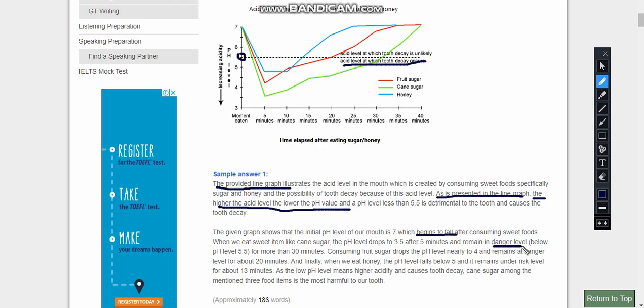And it also explains what danger level means, as it is asked to do: for more than 30 minutes. Consuming fruit sugar drops the pH level nearly to 4 and remains at danger level for about 20 minutes. And finally, when we eat honey, the pH level falls below 5 and it remains under the risk level for about 13 minutes. As the low pH level means higher acidity and causes tooth decay, cane sugar among the mentioned 3 food items is the most harmful to our tooth.